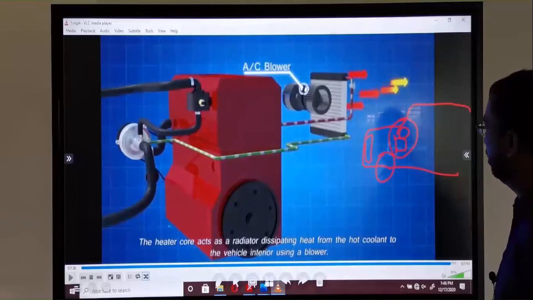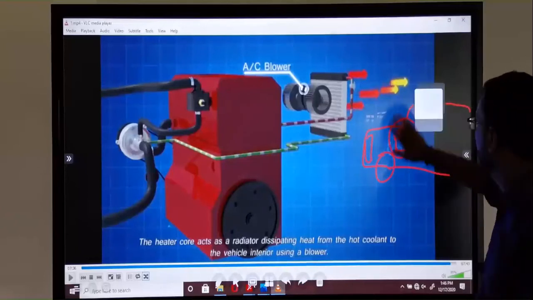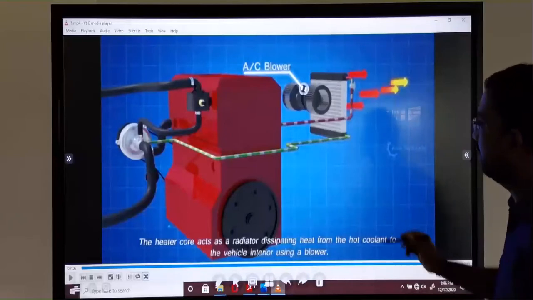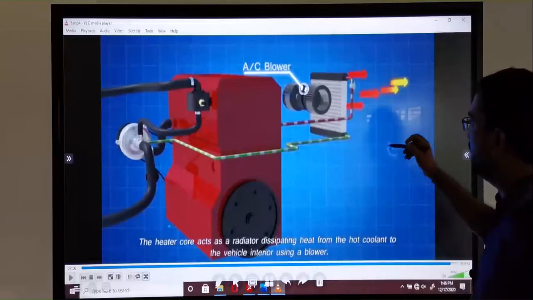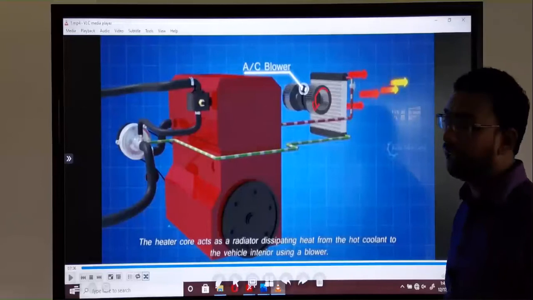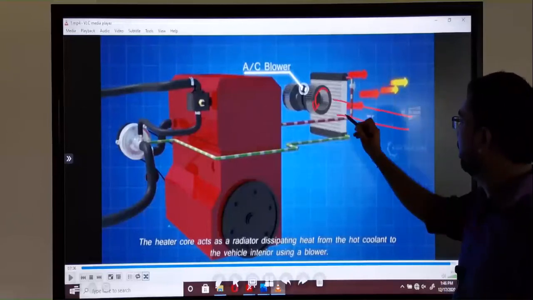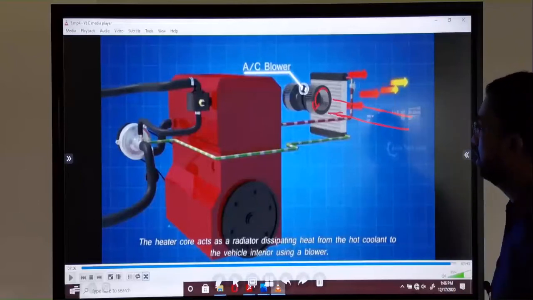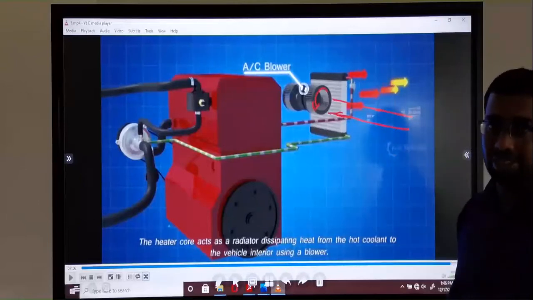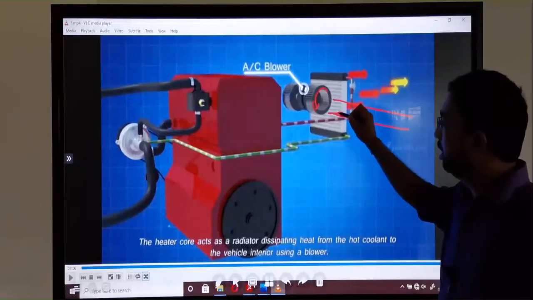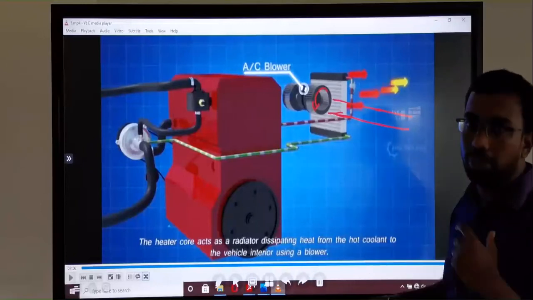So what will happen? What is a blower? The AC blower is connected with a motor. It rotates like this. According to the rotation, there are vents, like passage vents. This is the same as the water pump. According to this rotation, it pulls or pushes the air.